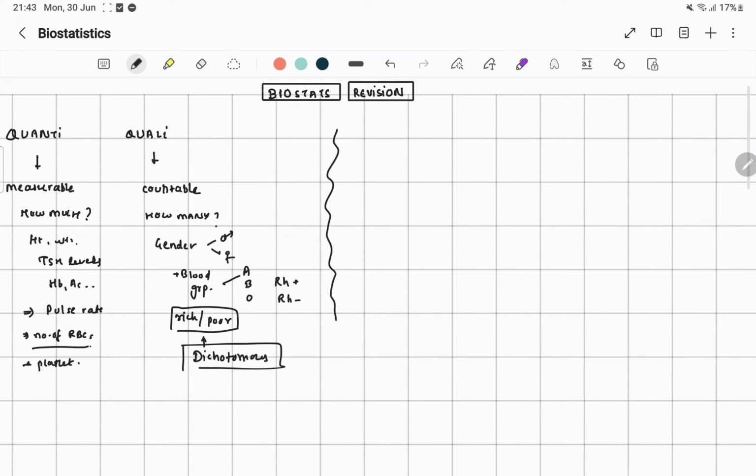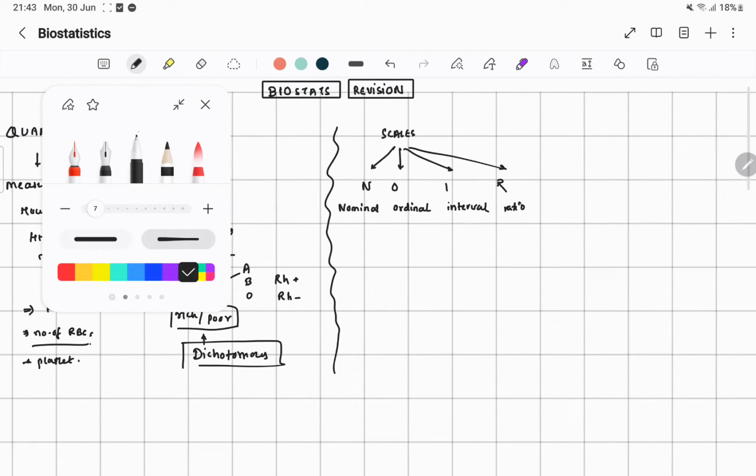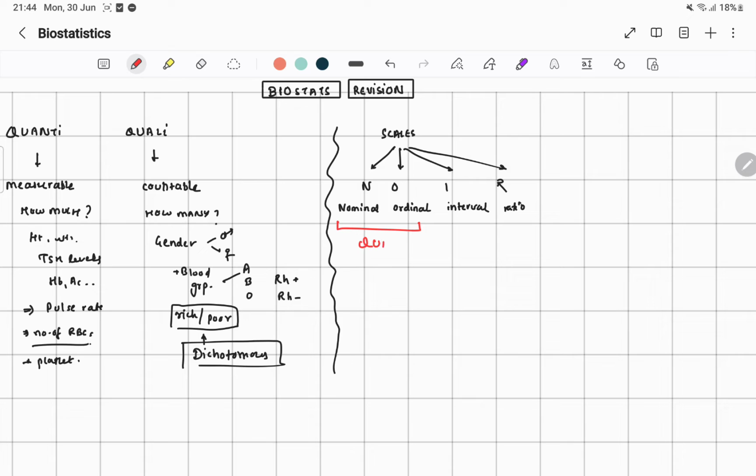And now let's talk about the scales of measurement. Scales may be of basically four types. You can remember NOIR. N is nominal, O is ordinal, I is interval, R is ratio. So basically nominal and ordinal are for qualitative data, and interval and ratio are for quantitative data. Nominal, ordinal, no for quali, and IR for quanti.